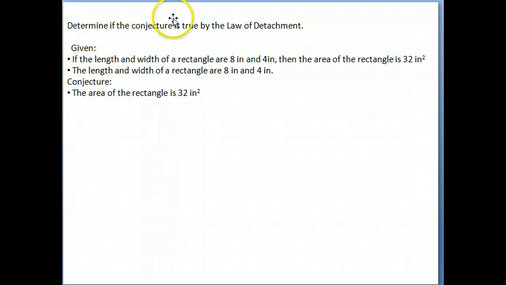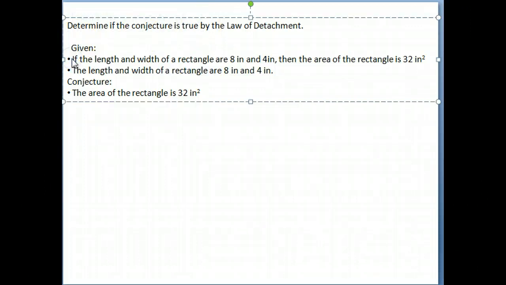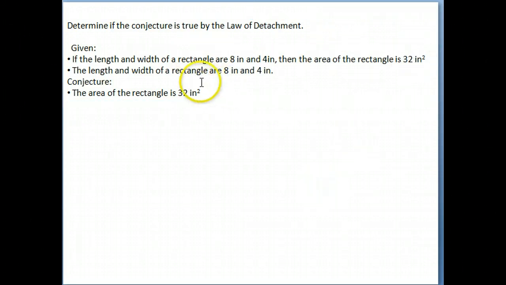All right, let's determine if this conjecture is true by the law of detachment. We are given, here's our rule, if the length and width of a rectangle are 8 inches and 4 inches, then the area of the rectangle is 32 square inches. The length and width of the rectangle are 8 inches and 4 inches. So here's our rule. As long as we have a rectangle with measurements 8 inches and 4 inches, then we know its area will be 32 square inches. Our piece of given information is that the length and width of a rectangle is 8 and 4 inches. They made the conjecture that that means the area would be 32 square inches.